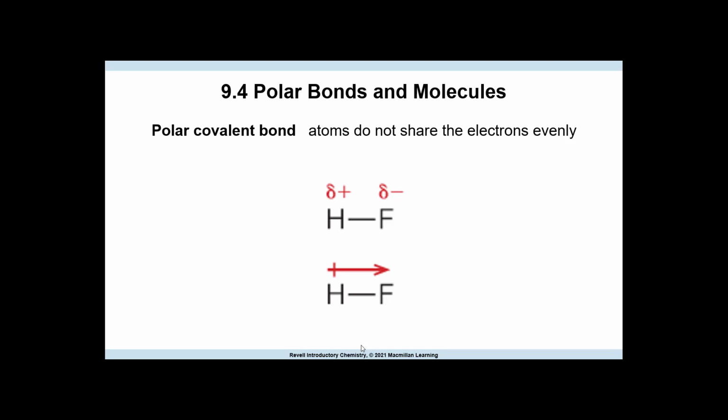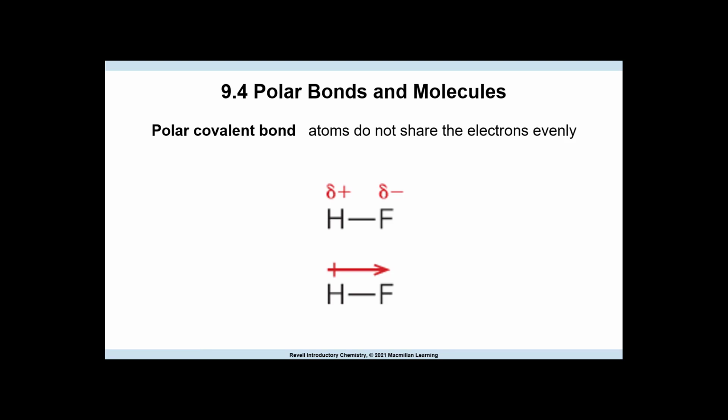We show this by writing a delta plus above the positive atom, and then we have a delta minus above the negative atom to indicate which has a stronger pull on the electrons. The lowercase letter delta, this is what that is. It's a lowercase Greek letter delta.